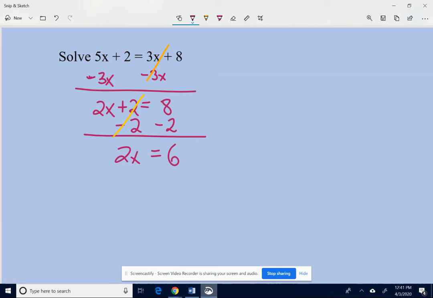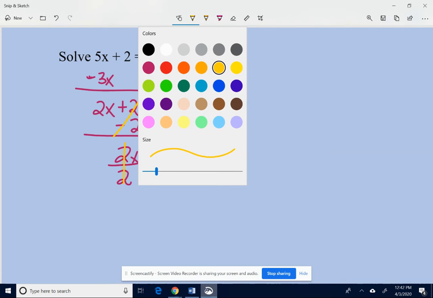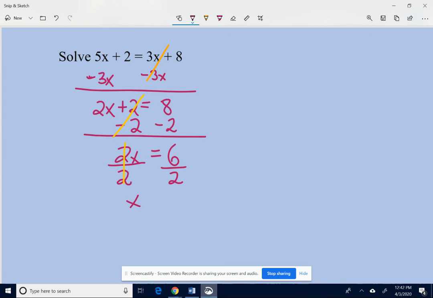Last step. Get rid of the multiplied 2 by dividing by 2 on each side. 2 divided by 2 on the left is really 1, so you end up with 1x. 6 divided by 2 is 3. And by the way, you could have drawn the river down the middle. I completely forgot that some of you do that. You could have kept the river down the middle.